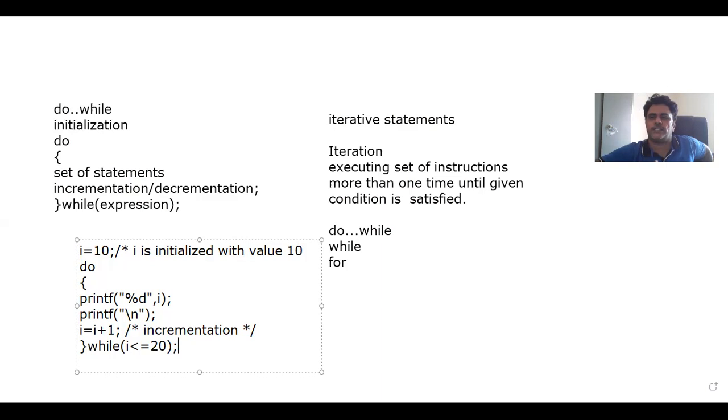So any iteration statement has 3 parts. One is the initialization part, next one is the increment or decrement part, and next one is the condition part. So okay, let's see an example of do while.